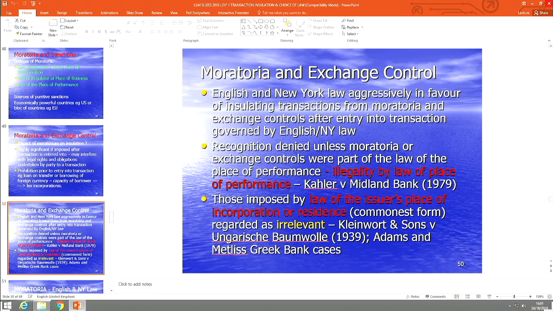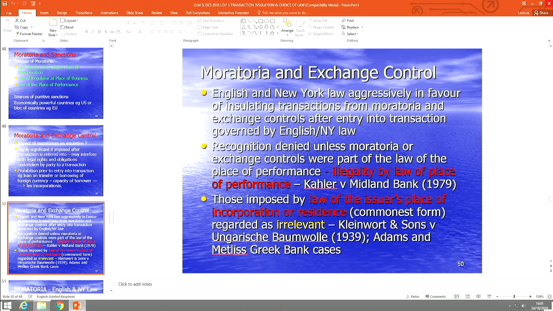Recognition is denied by New York law, recognition is denied by English law to the moratorium, unless it happens to be the place of performance. So the Argentine moratorium, for example, would be denied recognition as it has been all along by New York law. Argentina has been compelled to make payments by New York courts in relation to New York law-controlled bond issues and syndicated loans, even though there's an Argentine moratorium demanding and requiring Argentine corporations and the Argentine Central Bank not to make any payments in dollars.